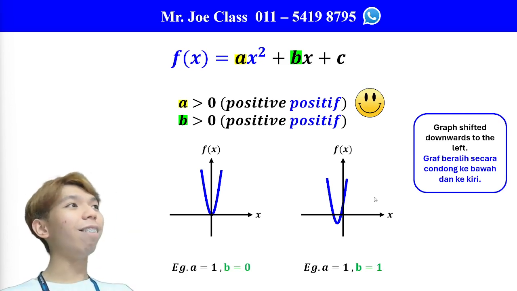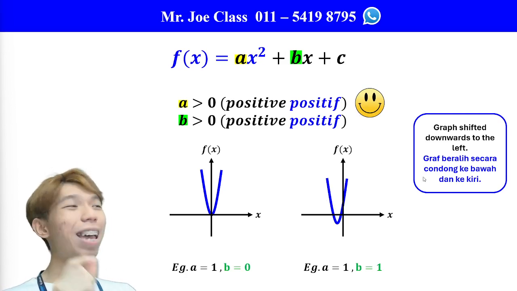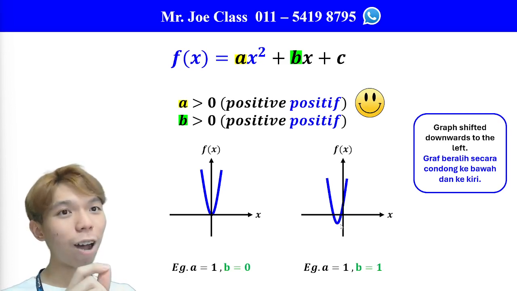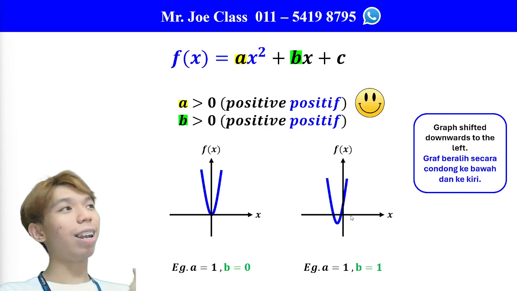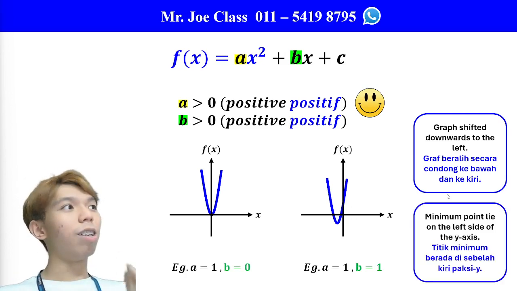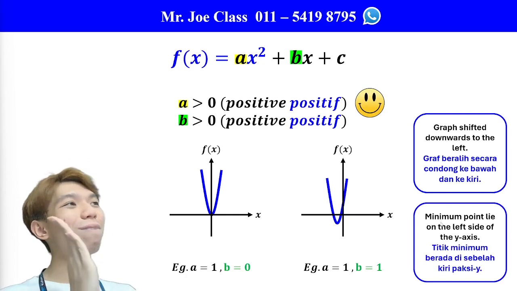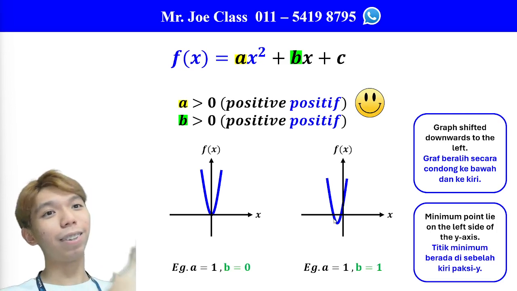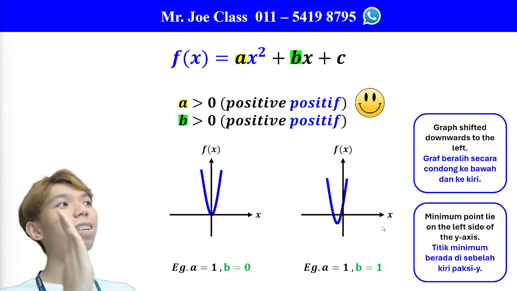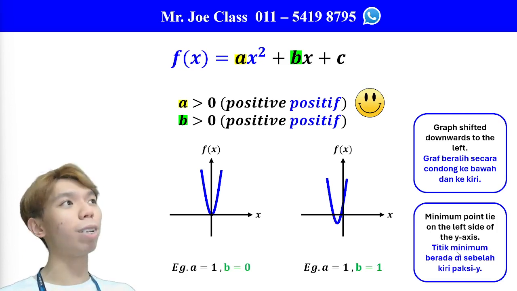Alright? And then you still remember that when the a is a positive value, there is a minimum point. And now the minimum point of the graph is located on the left hand side of the y-axis. So when you are about to describe it in your examination, you have to describe that the minimum point lies on the left side of the y-axis. Okay, titik minimum berada di sebelah kiri paksi y. This has to be remembered.